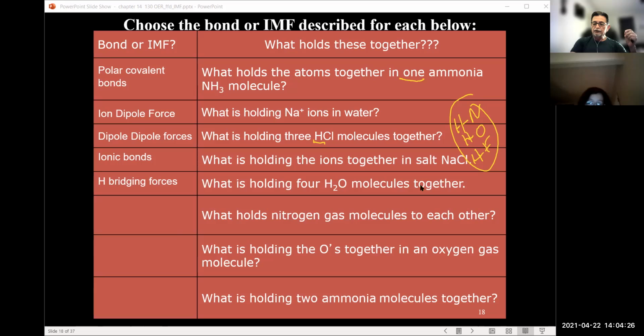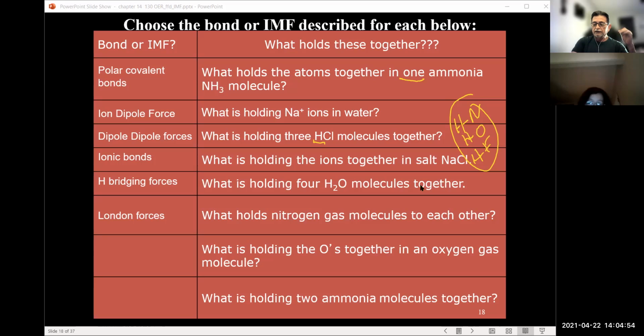What is holding nitrogen gas molecules to each other? Okay, well, nitrogen gas, these are diatomic. Okay, so being diatomic, nonpolar. Nonpolar, London forces. Okay. And then what is holding the oxygens together in an oxygen gas molecule?